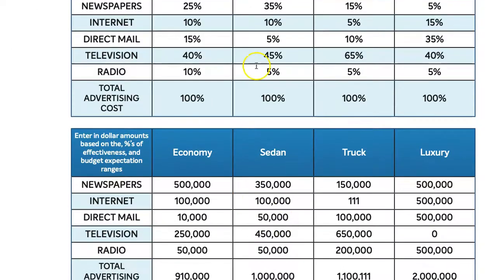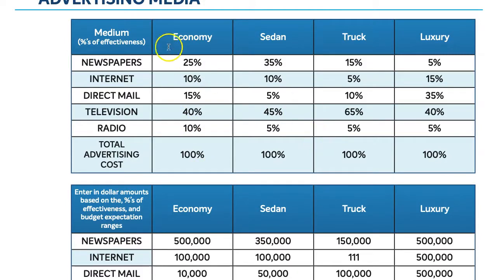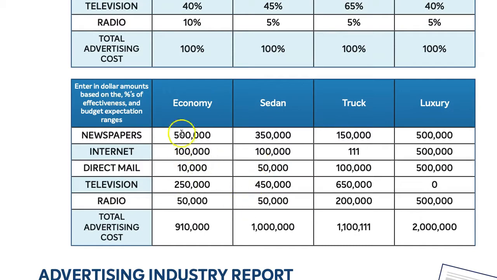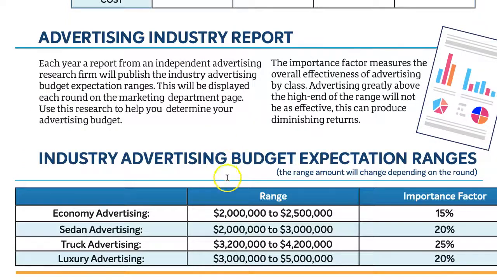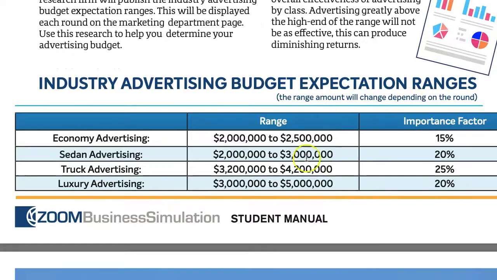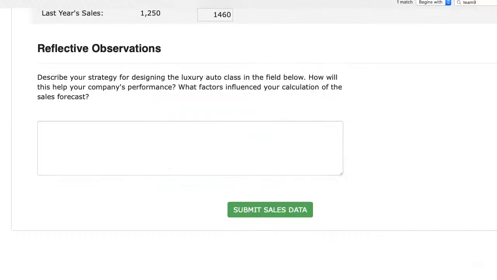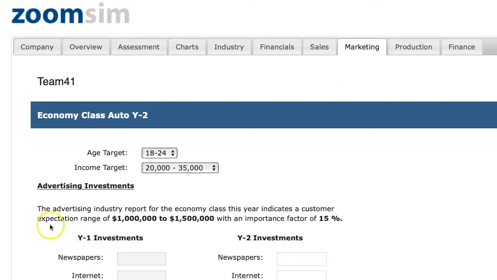So I want to convert this into how I spend my money. Newspapers are the most effective, and television, so I'm going to spend most of my money on newspapers and television. This kind of explains the advertising budget, as it changes every round. Depending on the round, this changes, and how to fill out my reflective observations and so forth. So you see here that I didn't put any money in newspapers last time, and that was a fail. So I'm going to make sure I get some money in newspapers, and here's the budget range. I'm going to try to be between these two numbers.